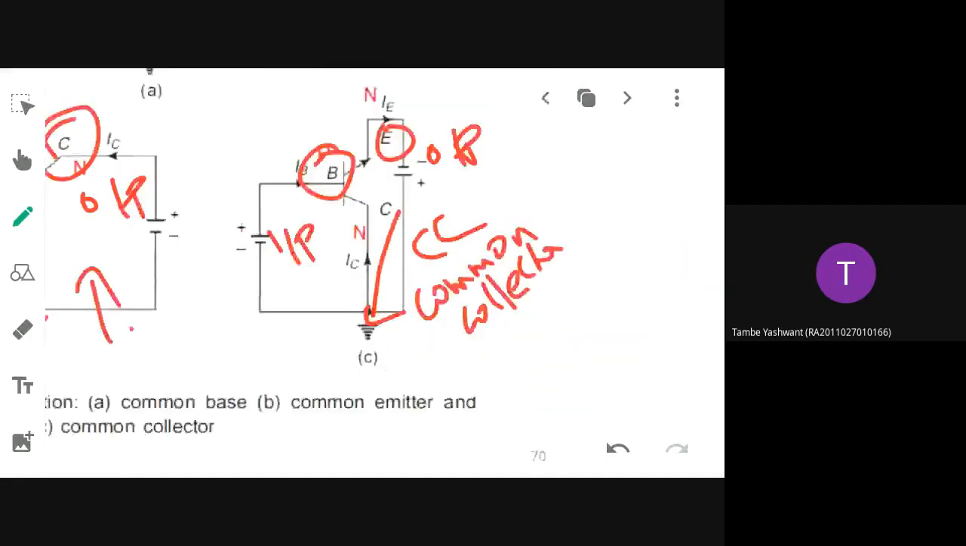Okay, remember this might be asked in MCQs. What is the input terminal? What is the output terminal combination? They might ask you in MCQs. So what are the three types of configurations that you are having? Transistor configuration.